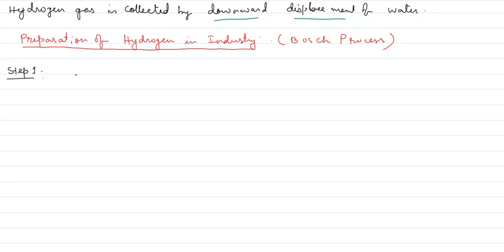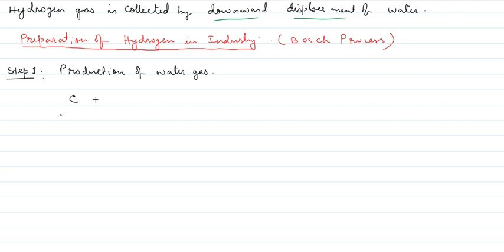Production of water gas takes place. So what is water gas? Let us understand. Water gas is nothing but a mixture of carbon monoxide and hydrogen. That mixture is called water gas. So how is it done? Very simple.